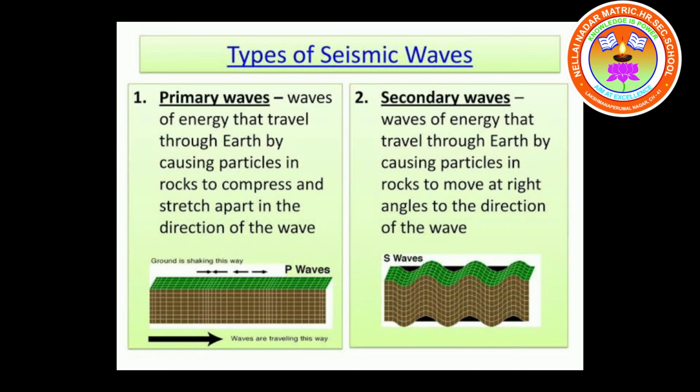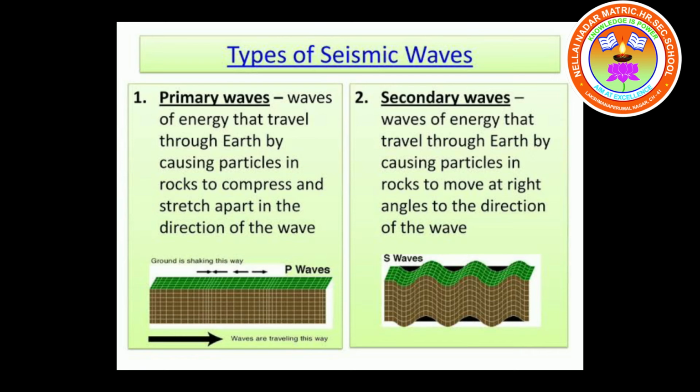Primary waves, how is it? See the screen. The waves of energy that travel through the earth by causing particles in rocks to compress and stretch apart in the direction of the wave. That is P waves. Secondary waves are waves of energy that travel through the earth by causing particles in rocks to move at right angles to the direction of the wave. That is the secondary wave.